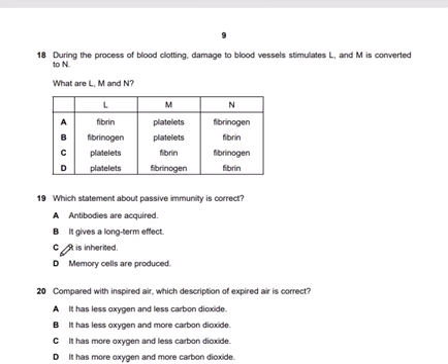During the process of blood clotting, the damage to blood vessels stimulates L, and M is converted to N. What is L, M, and N? So what gets stimulated is actually the platelets, and it turns fibrinogen into insoluble fiber.